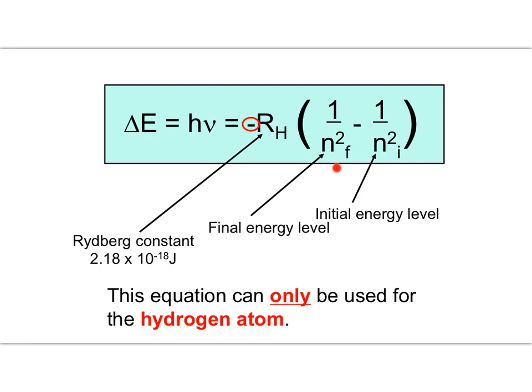the final quantum state, or energy level, minus the initial. So 1 over n final squared minus 1 over n initial squared. So that equation you've got to know is for a change in energy, for a transition in a hydrogen atom.